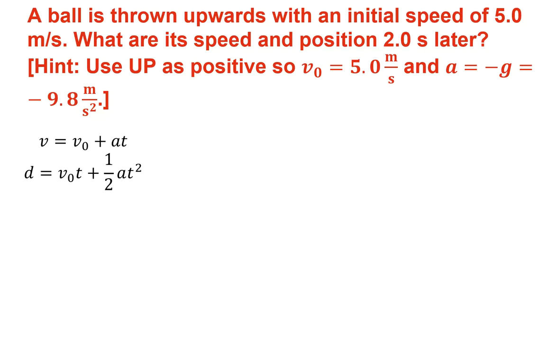So a ball is thrown upwards with an initial speed of 5 meters per second. What are its speed and position 2 seconds later? Hint, use up as positive. So the initial speed is a positive 10 meters per second, and the acceleration is a negative 9.8 meters per second squared because it's down. And of course, you're free to use 10. So what we're doing is exactly this problem. Throw it up, comes down, and after 2 seconds, what's its speed and position?